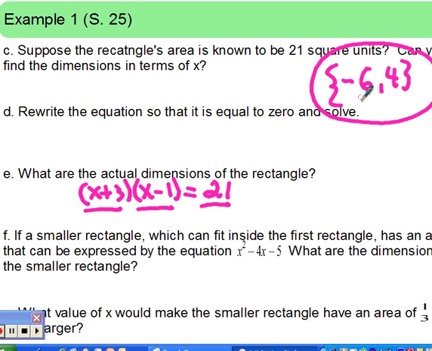So for example, when x is negative 6, we can end up with negative 3 times negative 7 equals 21. Okay, that does work. It should. But think about it. That would mean that one of the sides is of length negative 3, the other side is of length negative 7. That doesn't make sense. Sides can't have negative lengths.